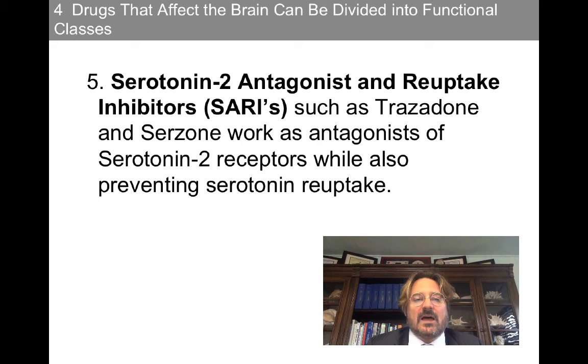And our final class is going to be serotonin 2 antagonist and reuptake inhibitors. These are going to be drugs such as trazodone and nefazodone. You're probably familiar with trazodone. Trazodone seems to have a lot of benefits for promoting sleep in those who are depressed with insomnia. But these work as antagonists of serotonin 2 receptors while also preventing serotonin reuptake. And that's our fifth class of antidepressants.